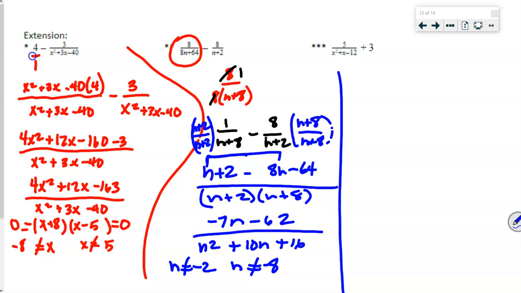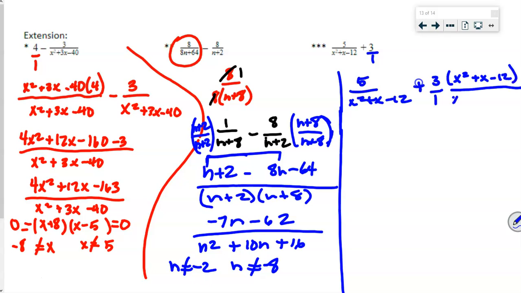All right, so let's do this last one. So here again, we would multiply the numerator, because this is 3 over 1, by x squared. So this is going to be 5 over x squared plus x minus 12 plus 3 times x squared plus x minus 12 over, again, the x squared plus x minus 12. So we're going to get 5 plus 3x squared plus 3x minus 36 all over.